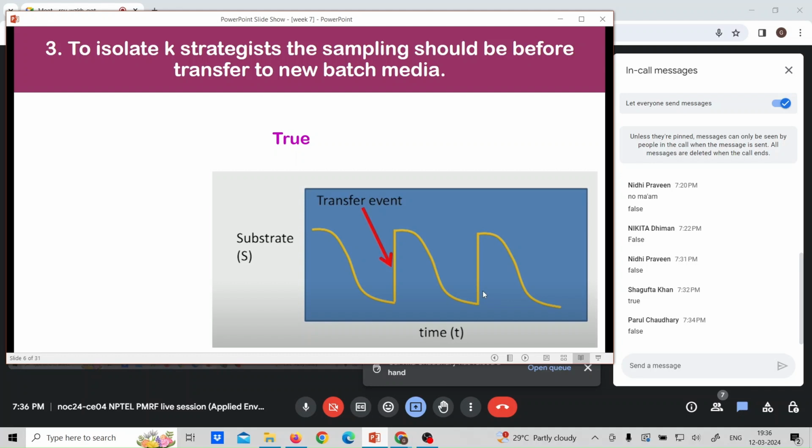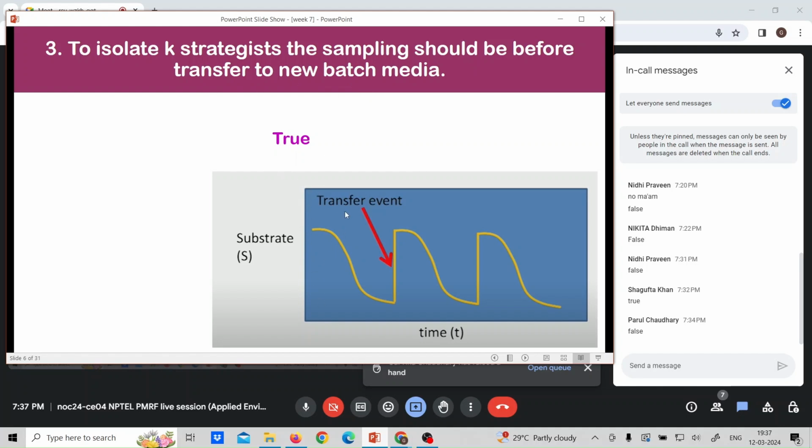So at one point of time we will find a group of microorganisms called R strategists, which are not that competent to grow in a crowded or resource-limited environment. They just need enough food to survive, and a less congested space. And there are K strategists which can grow in a crowded environment; they don't require so much food, they can survive with a little food. So I'm telling that the K strategist sampling should be before transfer to a new batch media. So why is the answer true?